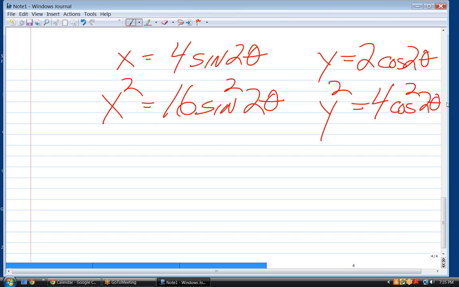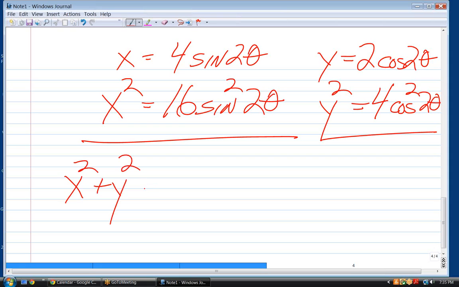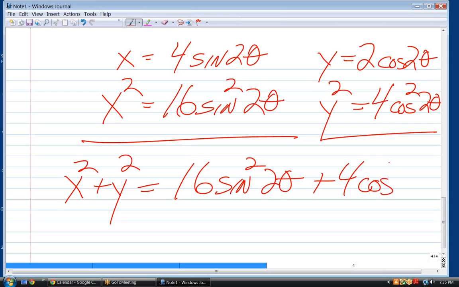All right. Now, as with any equations, I'm allowed to add them together. I can add this equation to that equation, or subtract them. If I add them, I get x squared plus y squared equals 16 sine squared of 2 theta plus 4 cosine squared of 2 theta.